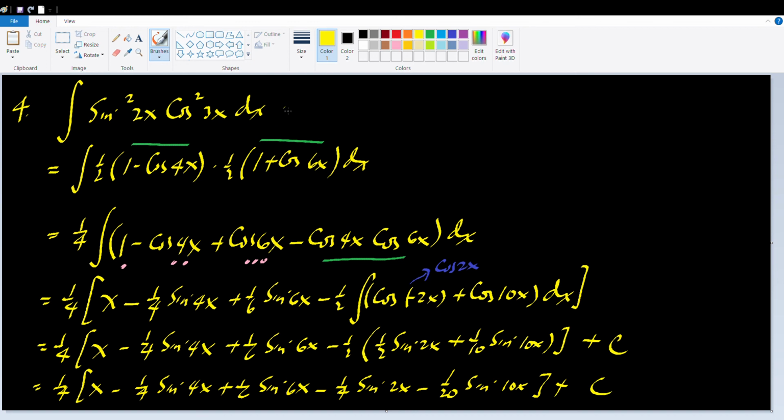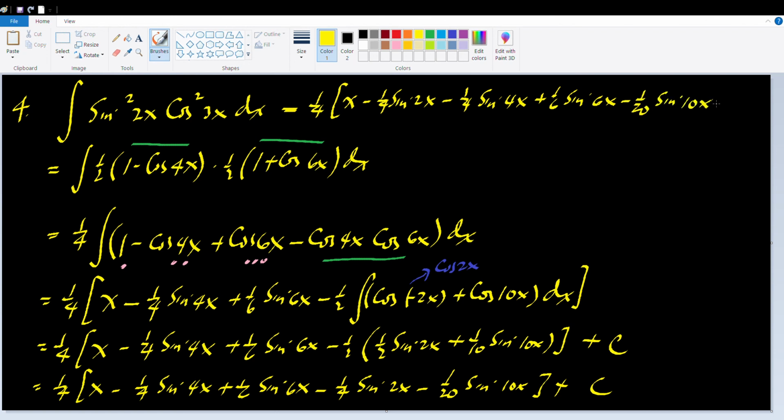Let me just rearrange and write the final answer as 1/4 quantity x minus 1/4 sine of 2x minus 1/4 sine of 4x plus 1 over 6 sine of 6x and minus 1 over 20 sine of 10x plus c.